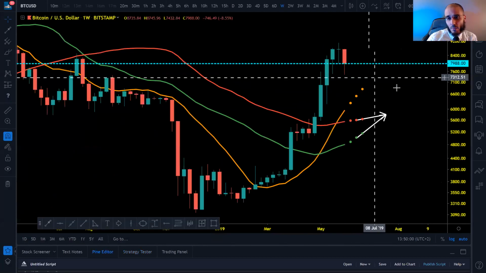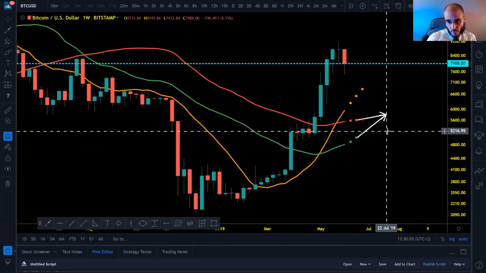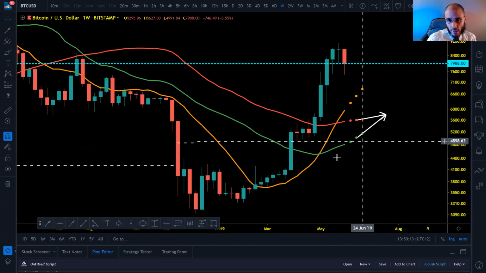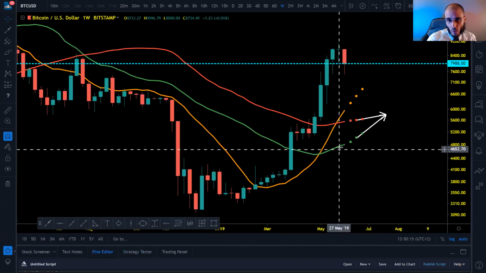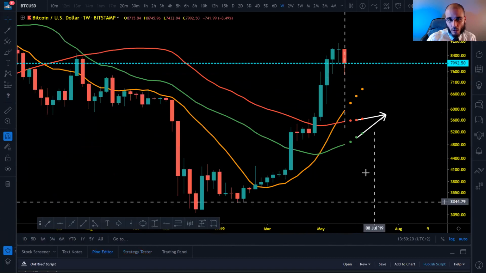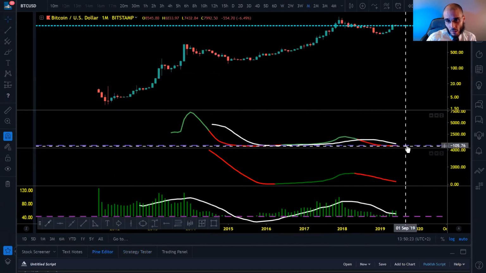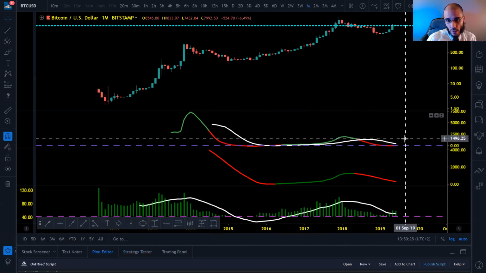SMA, I'm expecting us to go into the golden cross. And that would be on the 22nd of July 2019. And then you have it in the natural order, which means the yellow one above the green one, above the red one. So SMAs are positive.